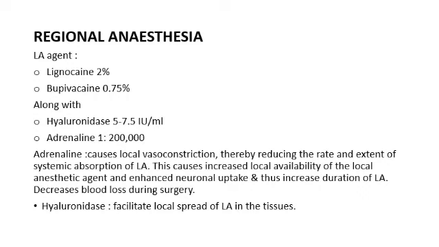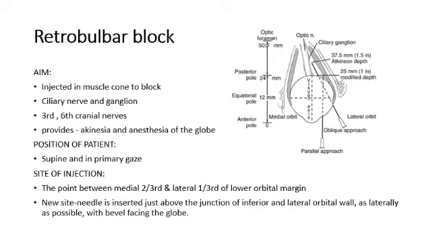What does hyaluronidase do? It breaks down the connective tissue, therefore increases the diffusion of the drug in the tissues in that area. A retrobulbar block is injected into the muscle cone to block the ciliary nerve and its ganglion, the third and sixth cranial nerves. It provides akinesia and anesthesia of the globe, and the patient is in supine position and in primary gaze. The site of injection is between the medial 2/3 and the lateral 1/3 of the lower orbital margin.